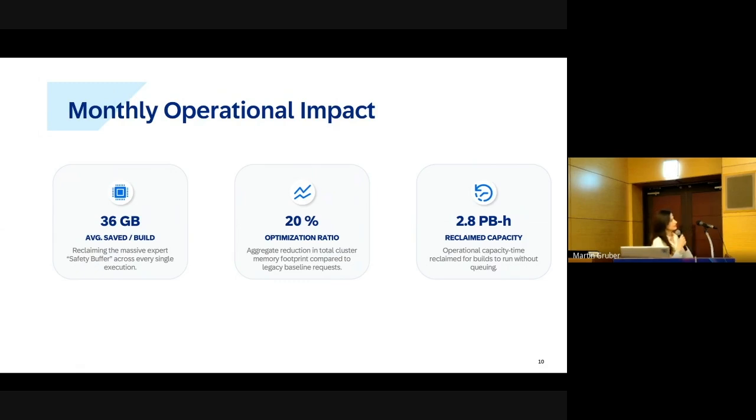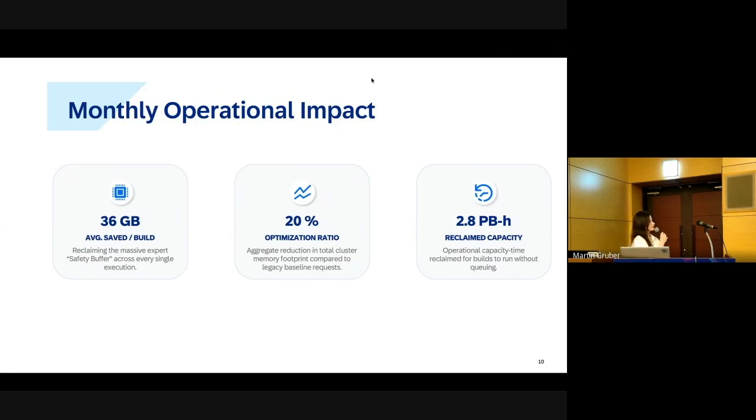And I mentioned to you that more than 60%, around 60% of the memory is not getting utilized properly. So this number now translates to 36 gigabytes per build. And also, aggregated in the total cluster memory footprint, we get an optimization ratio of around 20%.